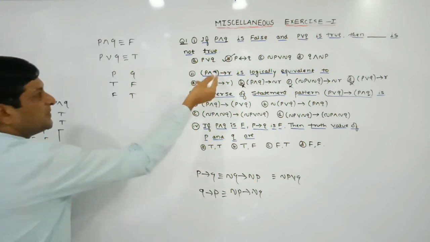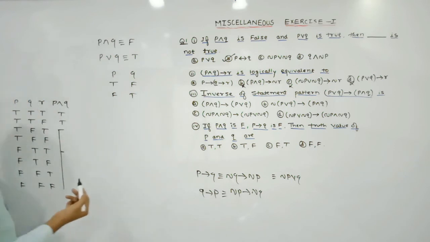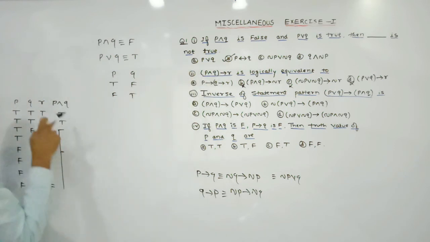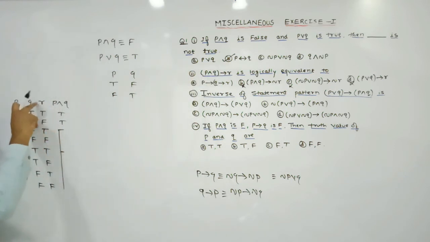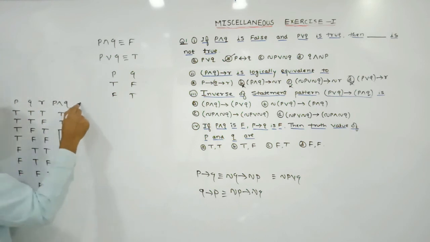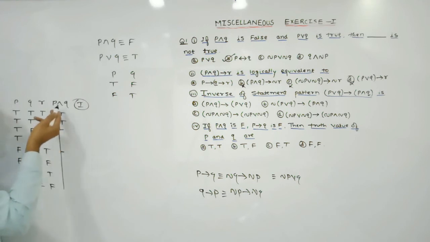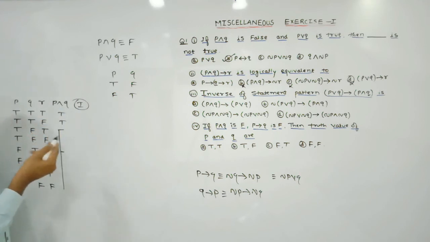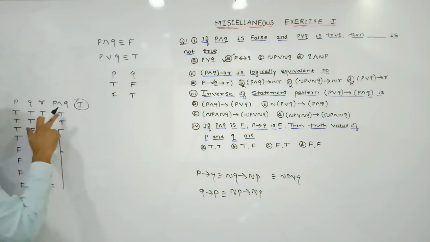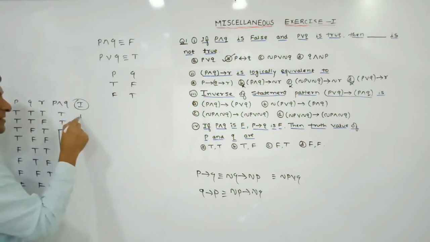Now P and Q implies R, means P and Q implies to R. These two statements we have to connect by implication so that we will get the truth value of the first statement. Now in case of implication, if TF appears, at that time only the implication is false. So here TF does not appear, so it is true.